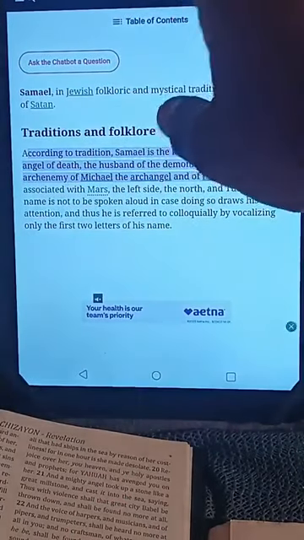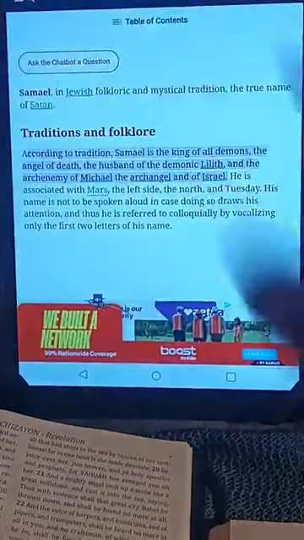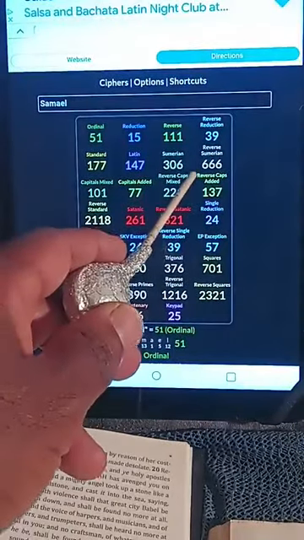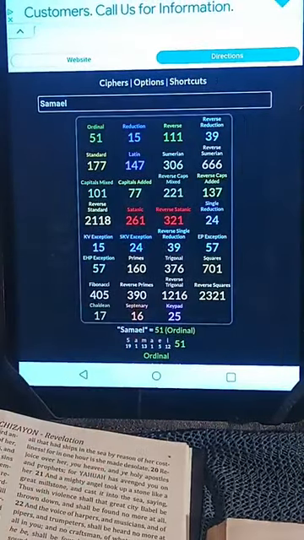Did I clear my gematria? Samael equals 666. Can you find him in the Bible? Not the name Samael, but you can find it in the Nag Hammadi.